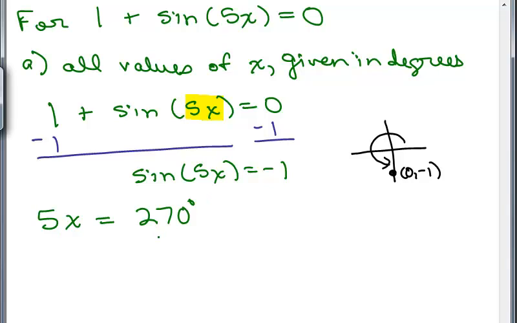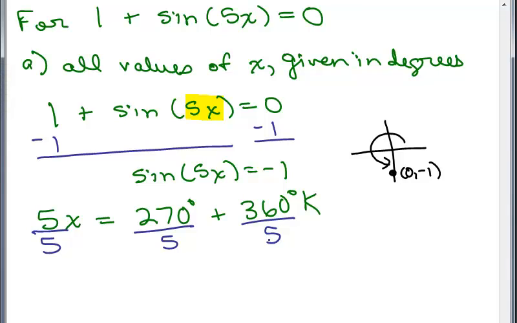But we want to find all values, right? This will just give us one place, but remember there are all the coterminal angles with 270 degrees, so we have to add 360 degrees k to get all values. Now remember, we're looking for all values of x, so I need to divide both sides by 5. Dividing each side by 5 is the same as multiplying both sides by 1/5. Some people do it with fractions. It doesn't really matter.